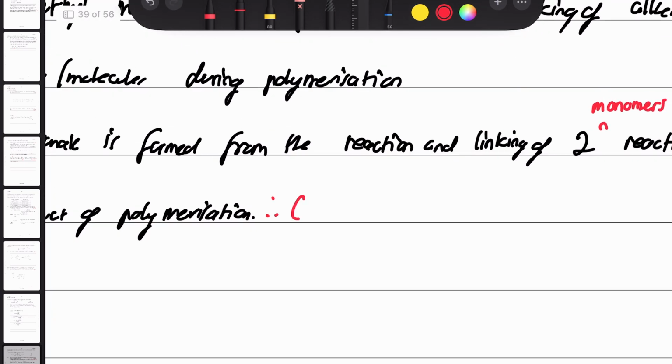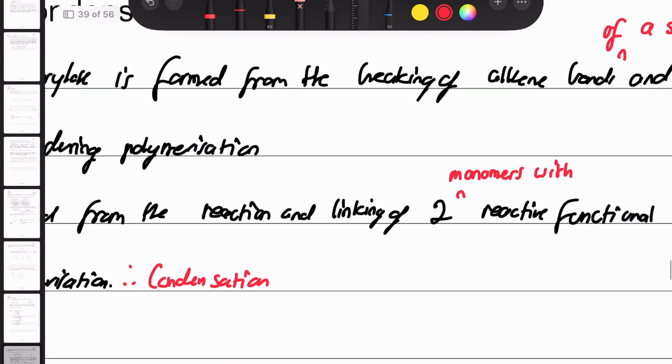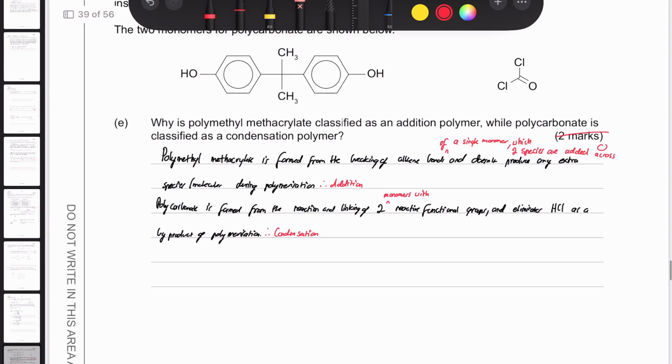So yeah, I said here therefore condensation, and then here therefore addition. Come on, addition.